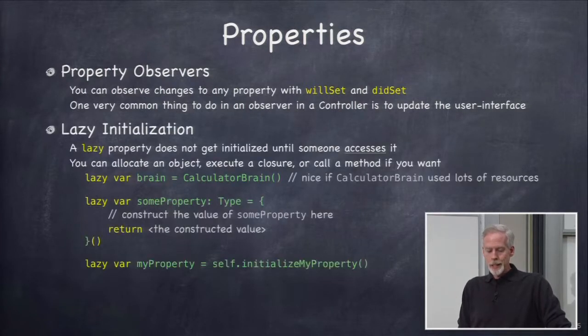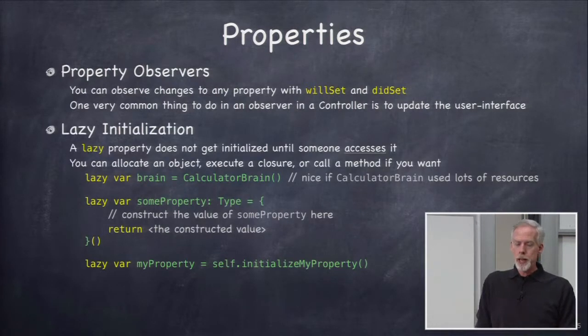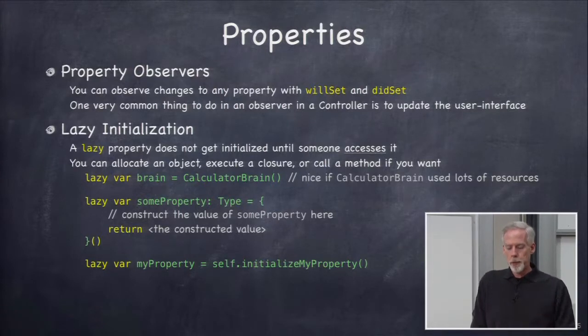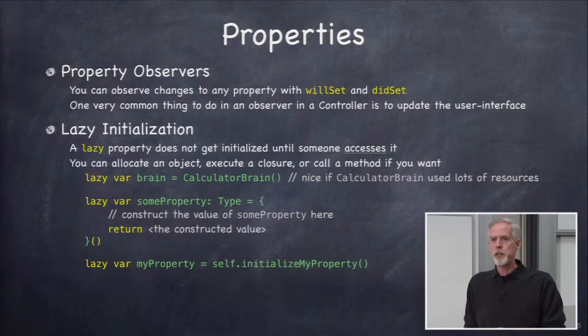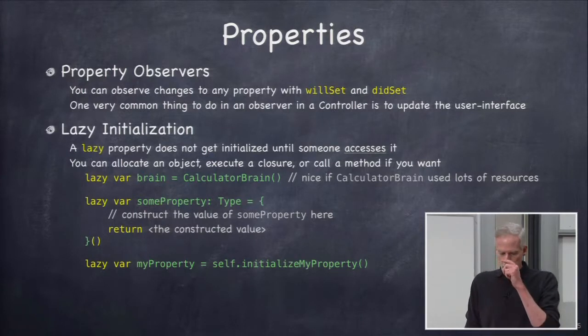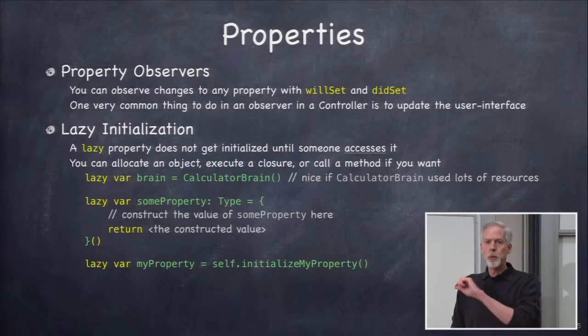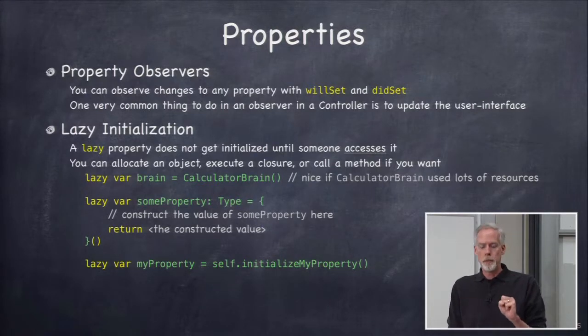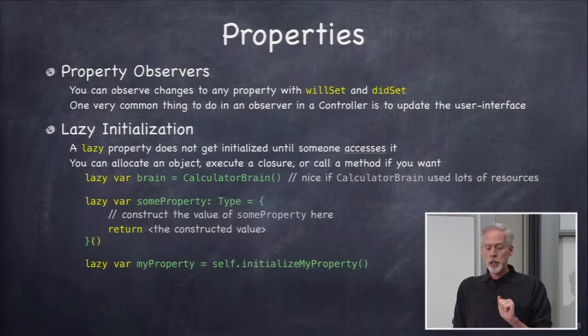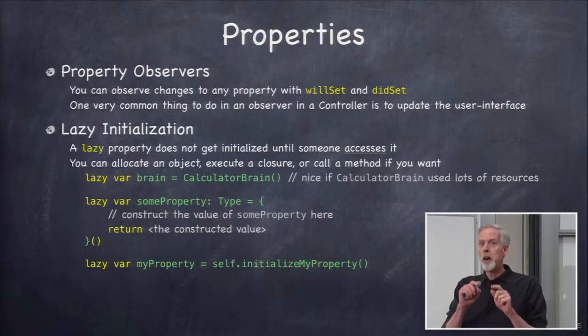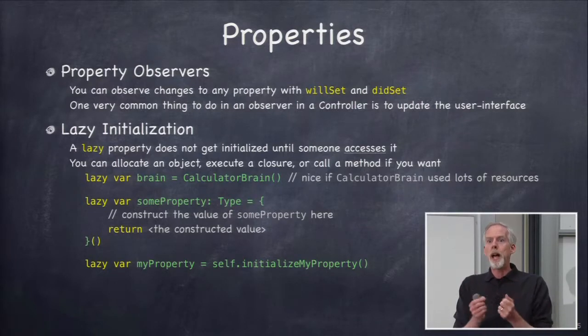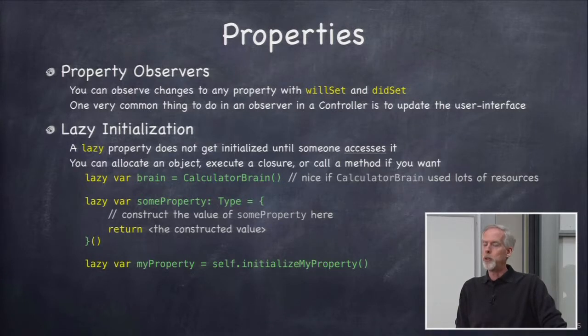All right, lazy initialization. If you put lazy in front of a property declaration, it means it does not get initialized until someone accesses it. And that's true whether it's initialized with equals something, so that will not happen until someone actually accesses that property, or you can initialize it by putting a closure there with parentheses after it, and it will execute that closure. But that closure won't get executed until someone tries to get it.